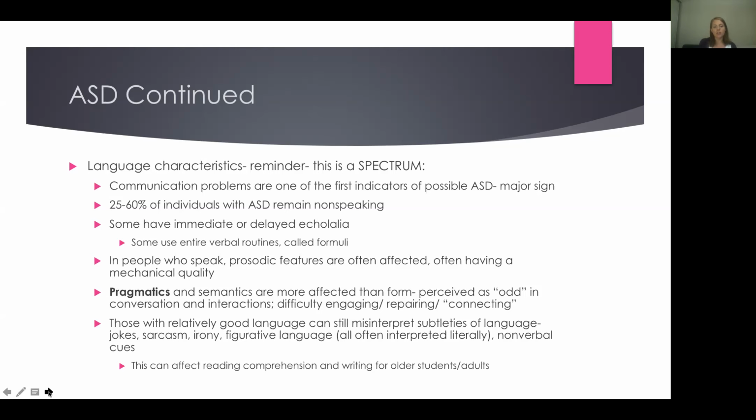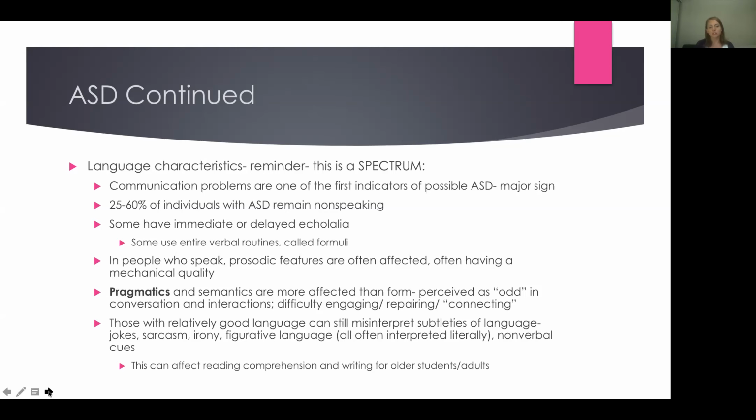You may be wondering how many people with ASD actually do learn to speak. And it's definitely not all of them. So the estimate, and this is a very wide range again, is that 25 to 60% of people with ASD remain nonverbal. And so for these people, some kind of assistive or augmentative communication system becomes really, really important, because that's going to be their only way to really interact with the rest of the world.